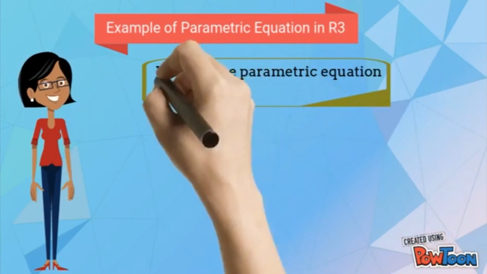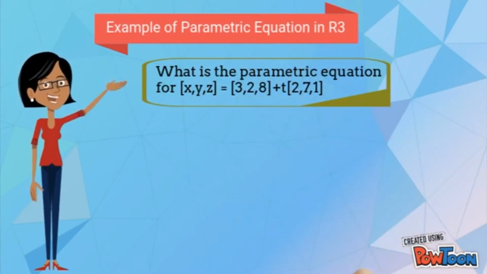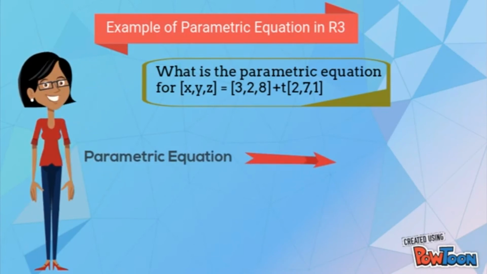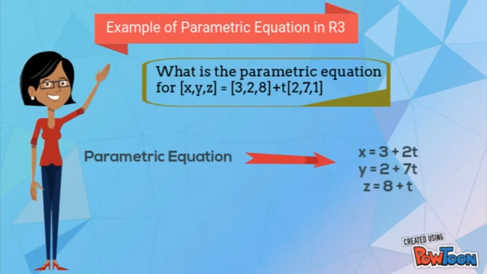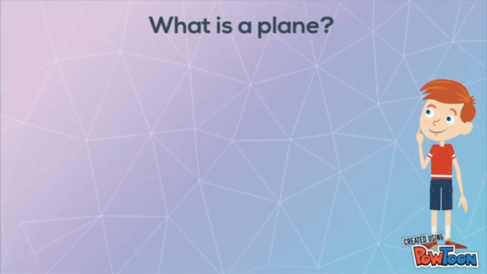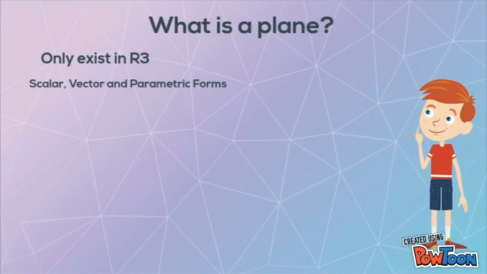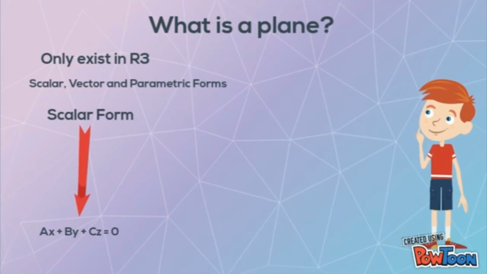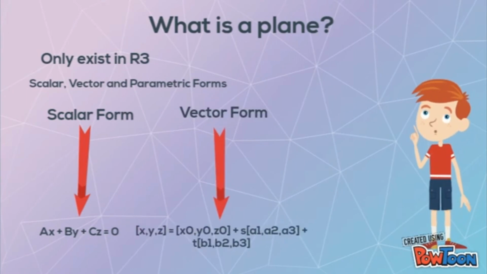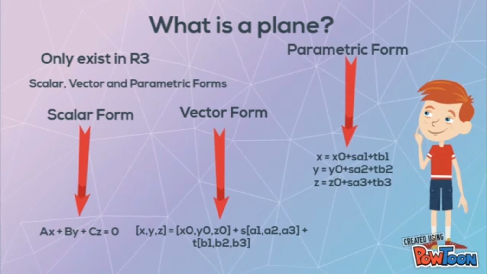Same thing in R3, we need the vector equation to find the parametric equation. For the parametric equation in R3, x equals 3 plus 2t, y equals 2 plus 7t and z equals 8 plus t. The last discussion will be a plane. A plane only exists in R3, which has scalar, vector, and parametric forms.